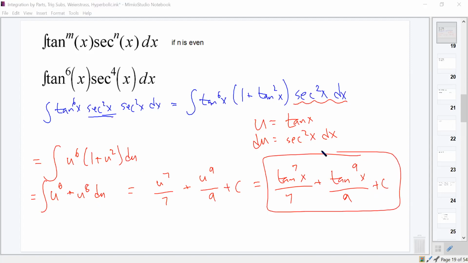And hopefully you see that no matter what value we have on the tangent, as long as the secant power is even, I should be able to separate off the secant squared, turn all the other secant squareds into tangent squareds, and then distribute the tangents together and put it all in terms of a simple function in terms of u. Everybody see that? Any questions there? Any issues with that?